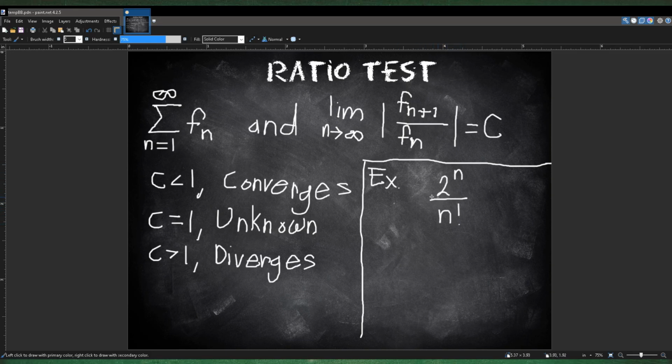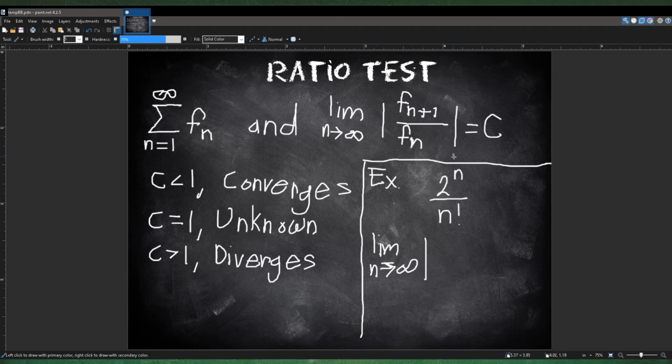Does this sequence converge or does this diverge? Well, what we could do is use the ratio test. So we could take the limit as n approaches infinity of the absolute value of the next term divided by the previous term.